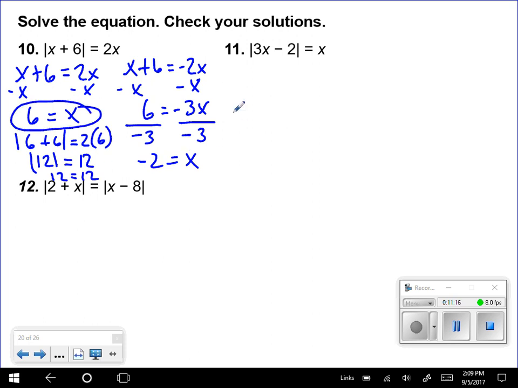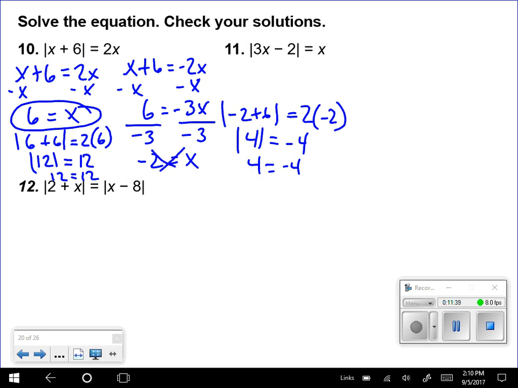If I plug negative 2 in there, I would get the absolute value of negative 2 plus 6 equals 2 times negative 2. Well, this is 4, the absolute value of 4 is equal to negative 4. Is that true? Well, 4 is obviously not equal to negative 4, so I cannot include this in my solution. I cannot say x equals negative 2 is true. But I do need to show this work, and I need to figure that out. So notice how I've showed both sides of it. This is why I keep telling you, check your answer, because x equals 6 is the only correct solution here.